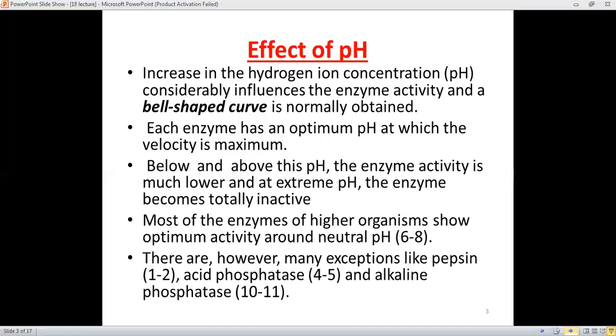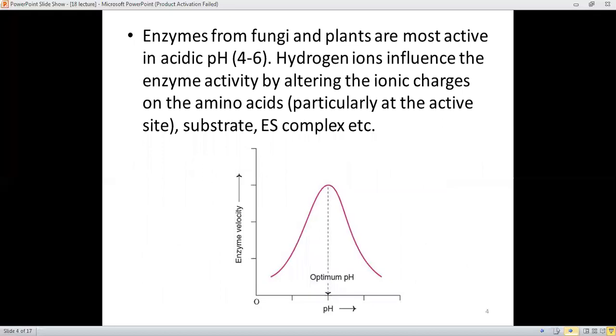And there are, however, many exceptions, like the pepsin enzyme, which works in the acidic condition of the stomach. A low pH is observed, like 1 to 2 for pepsin, 4 to 5 for acid phosphatase enzyme, and alkaline phosphatase enzyme works at a high pH value, in the alkaline medium, like 10 to 11 pH. And enzymes taken from fungi and plants are most active in acidic pH below 7, like between 4 to 6.